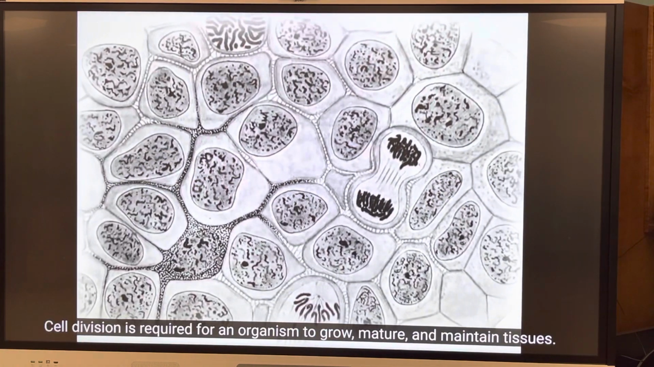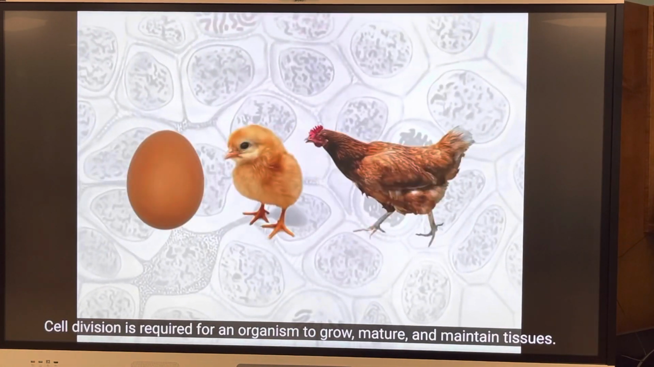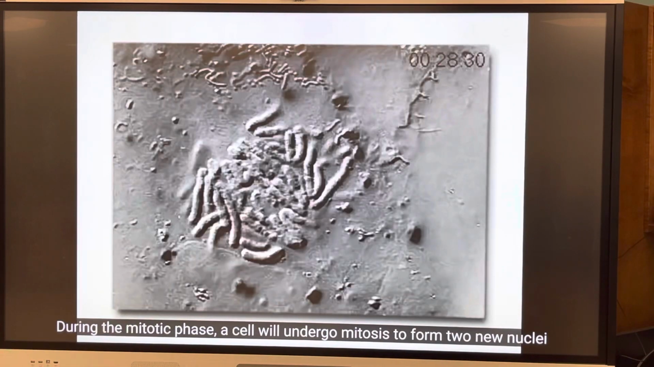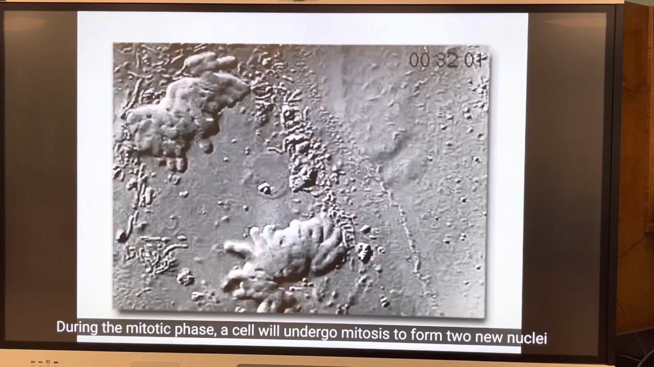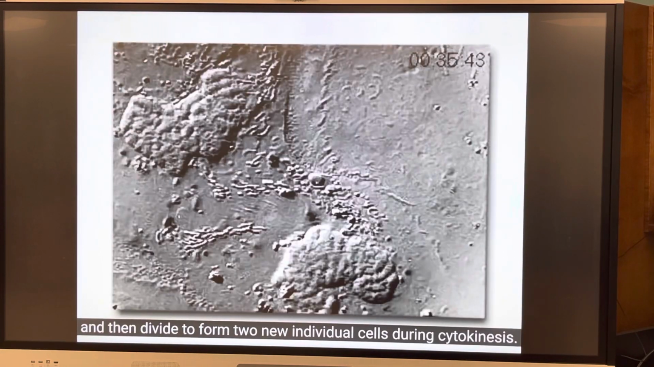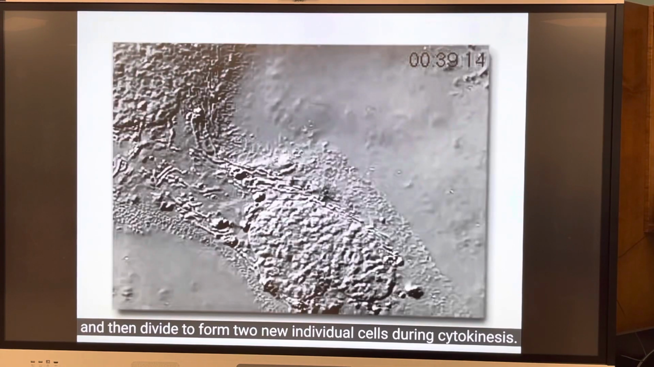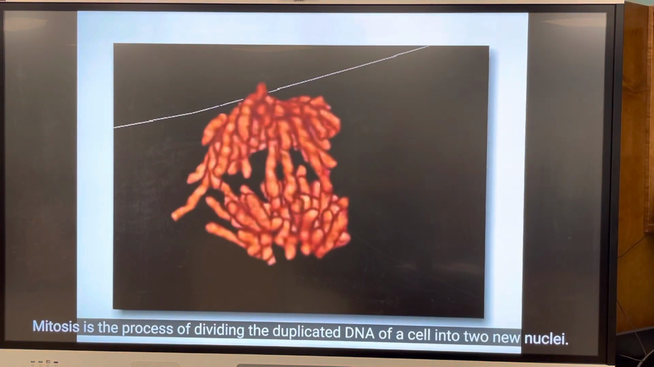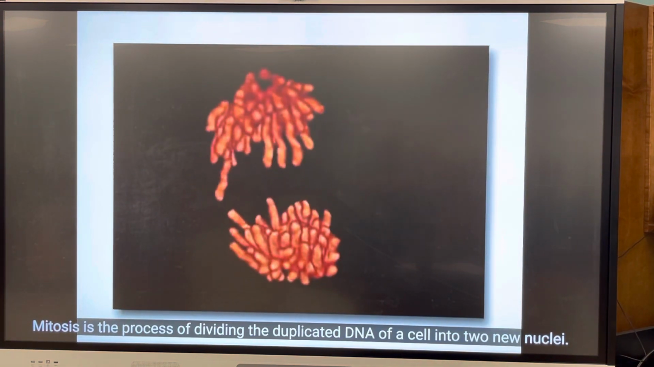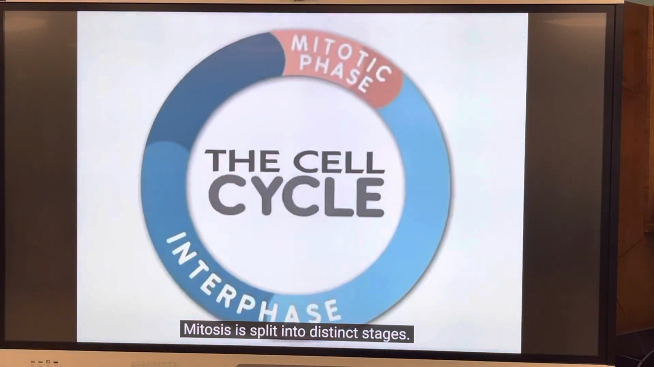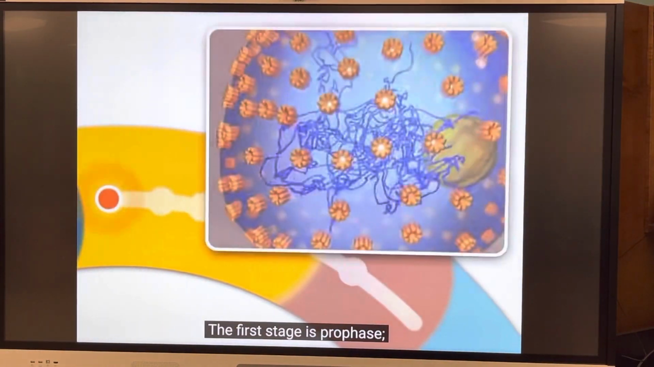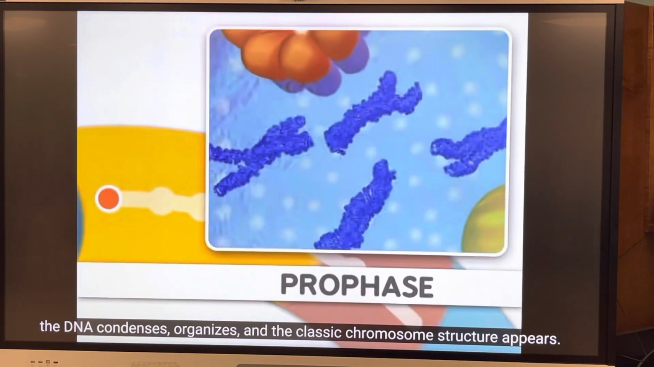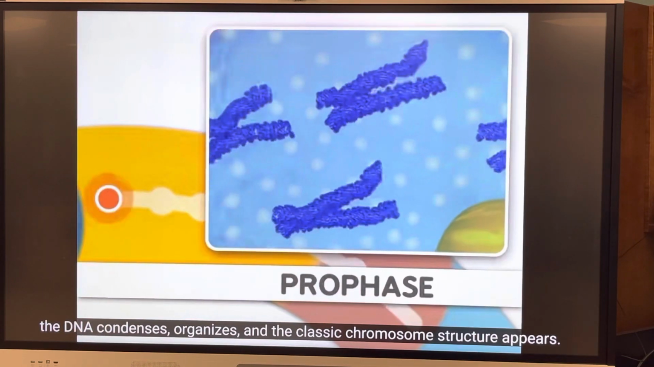Cell division is required for an organism to grow, mature, and maintain tissues. During the mitotic phase, a cell will undergo mitosis to form two new nuclei, and then divide to form two new individual cells during cytokinesis. Mitosis is the process of dividing the duplicated DNA of a cell into two new nuclei. Mitosis is split into distinct stages. The first stage is prophase. The DNA condenses, organizes, and the classic chromosome structure appears.